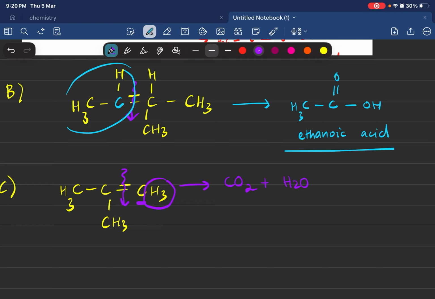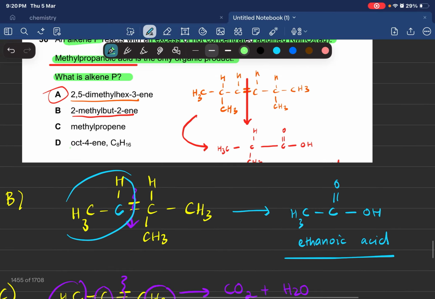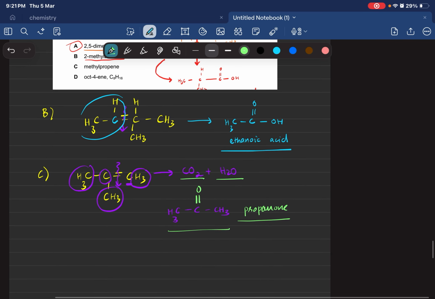Okay, and this carbon over here is attached to 2 methyl groups. When a carbon is attached to 2 methyl groups, what does it form? It forms a ketone. So we're going to form carbon dioxide, water, and propanone. That is propanone. Okay, now let's do option D. Oct-4-ene, C8H16.